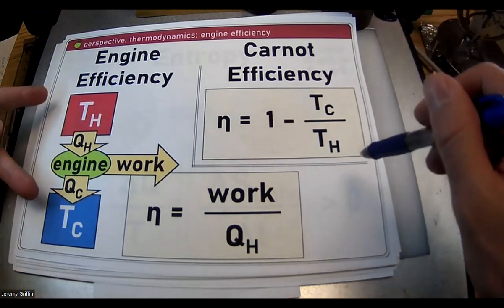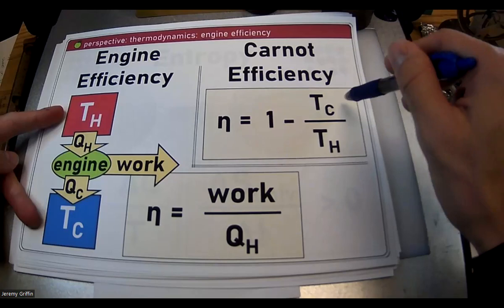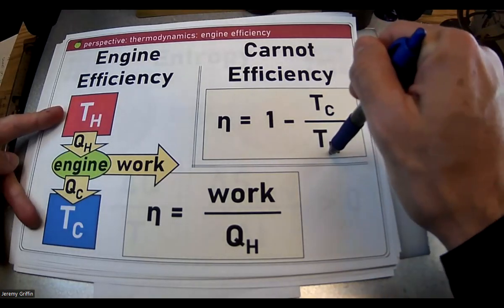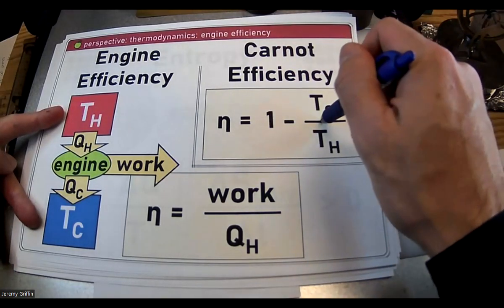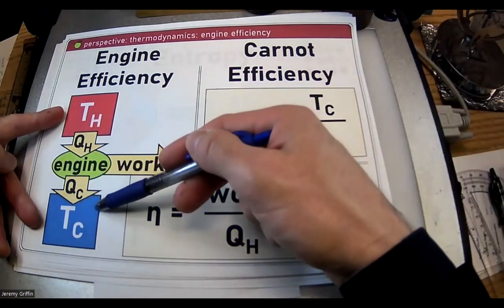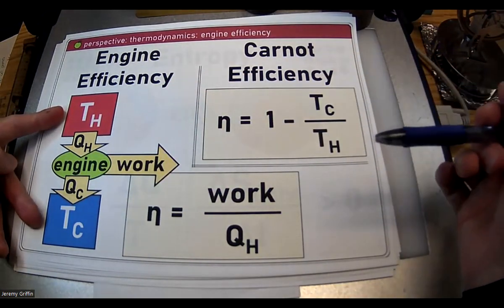So if this temperature is this temperature, wouldn't this fraction be equal to 1? You guys, what is 1 minus 1? That'd be 0. That's to say, if these were the same temperature, it's not going to run the engine at all. That makes sense, right?